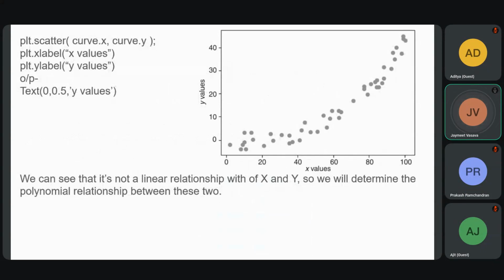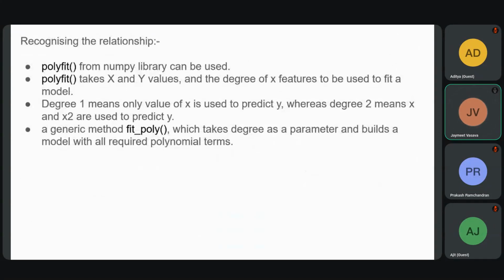Now plotting the values of the data set. Of course it's not a linear relationship, and there is a polynomial relationship between the values of x and y. So let's learn about them. polyfit is a function from the NumPy library which takes x and y values and the degree of x features to be used to fit a model.